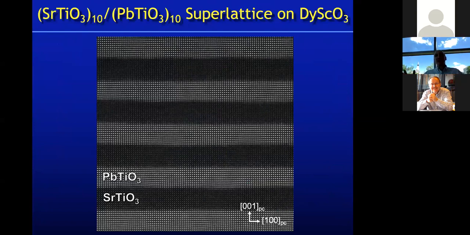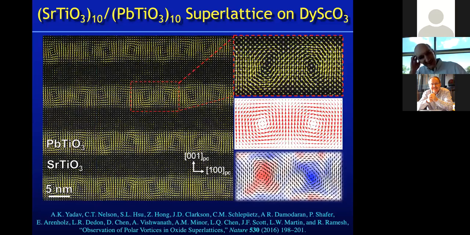Okay. Another superlattice. This is a superlattice of strontium titanate and lead titanate, and this is from Ramesh's group. I show this because of the incredible properties that can come about at interfaces. A minute ago we were looking structurally at the high angle annular dark field TEM, but Ramesh goes in and maps the direction of the polarization by looking at how far the titanium is offset in the unit cell.